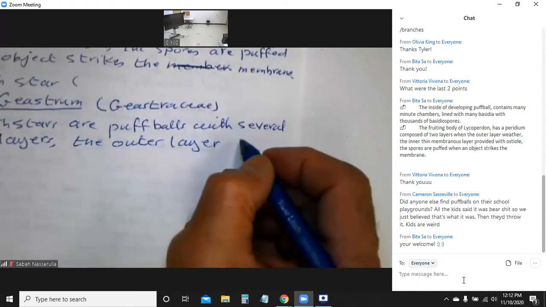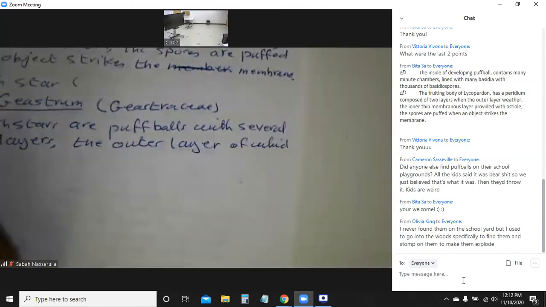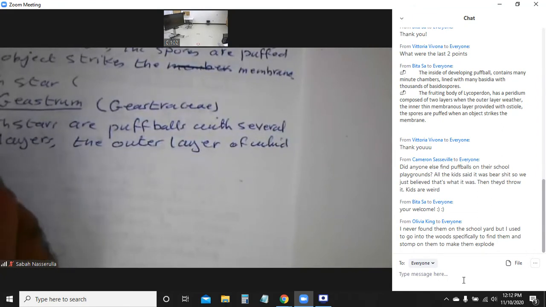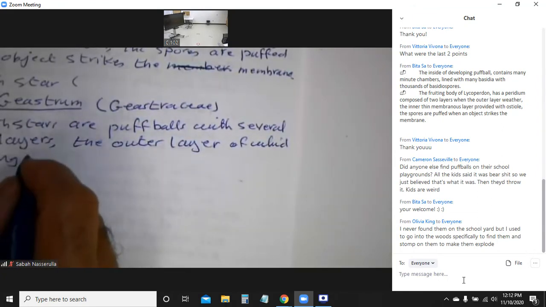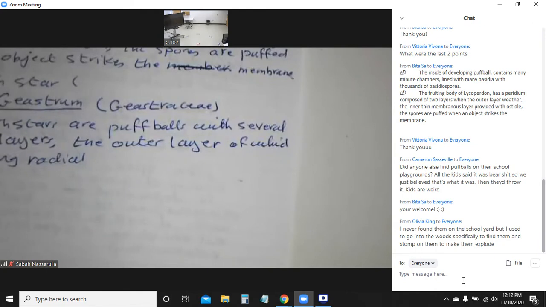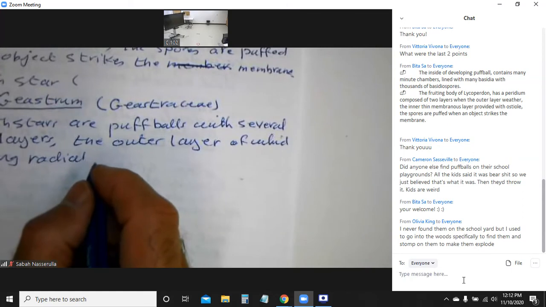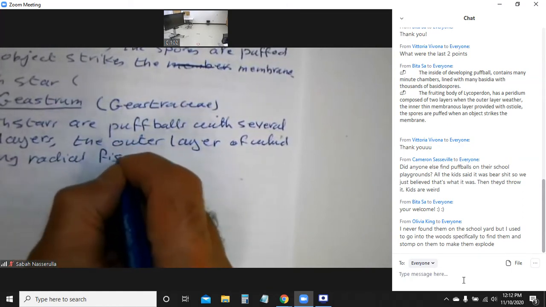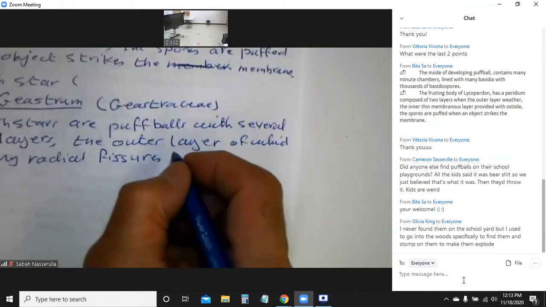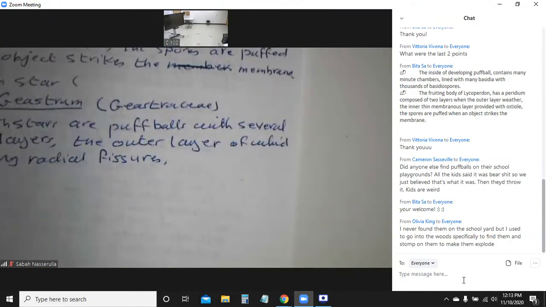of which splits along radial fissures. And the same thing as in the puffball, the inner one basically is going to remain, and the inner one has that opening, which looks like the ostiole.